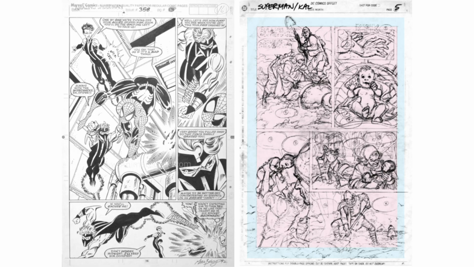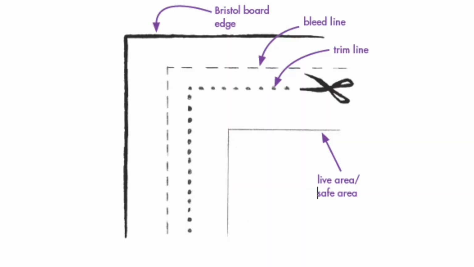Some printers have margins known as trim lines, which indicate the final size of the page after printing. By referencing the trim line margin, you know exactly where to stop drawing or writing so your work doesn't bleed off into the dead area and cut off during the final printing process.